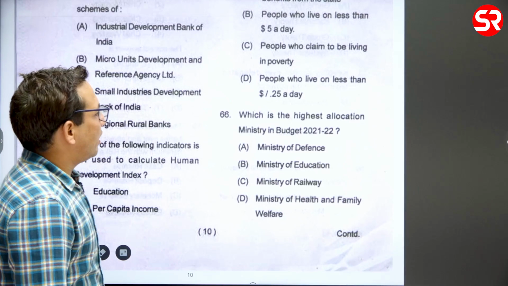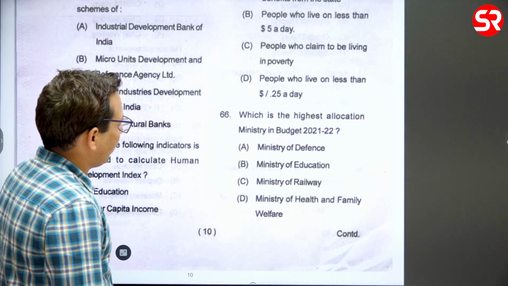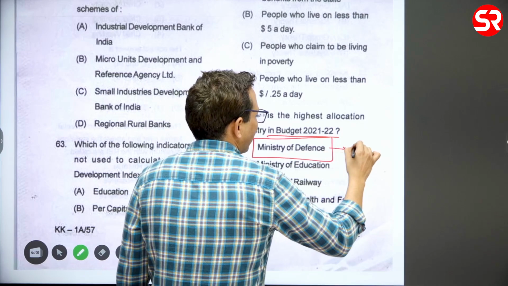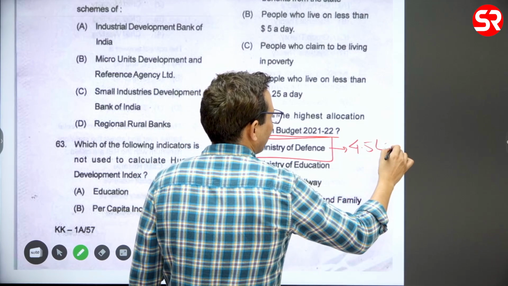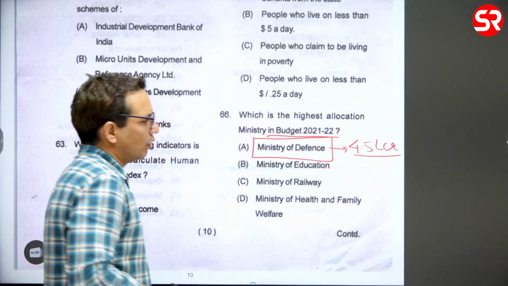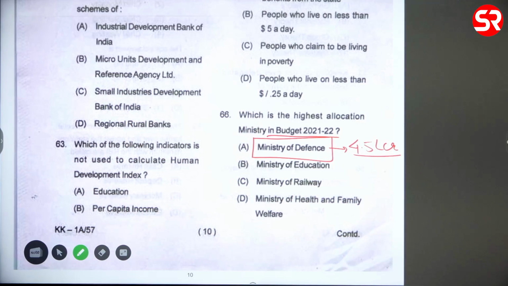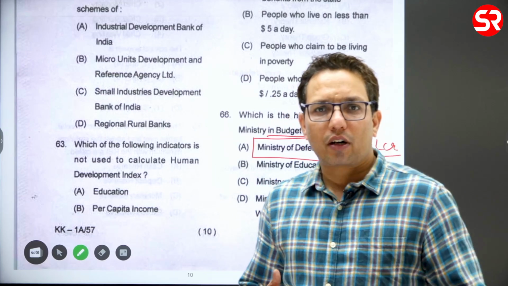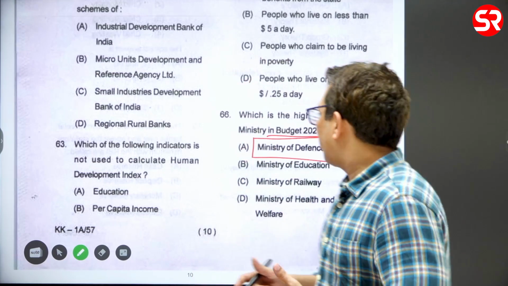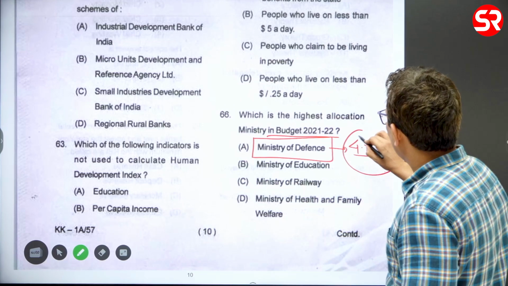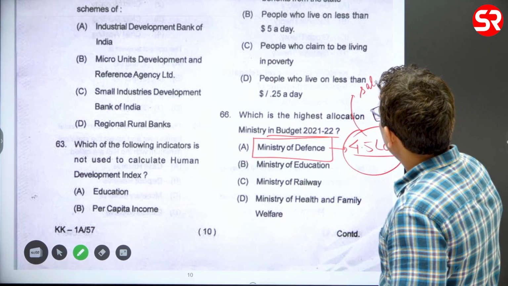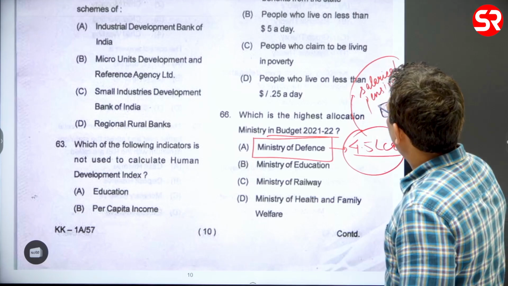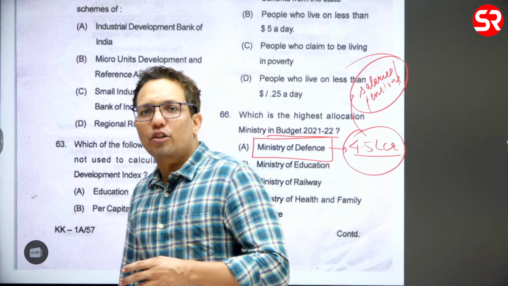Which ministry has the highest allocation in the budget in 21-22? The answer is Ministry of Defense, which got an allocation of around 4.5 lakh crore rupees. So you would think 4.5 lakh crore, huge amount. Probably we are giving it for defense modernization, but a lot of this 4.5 lakh crore rupees goes in salaries and pensions of defense employees.